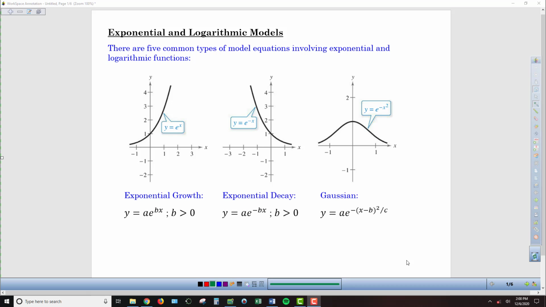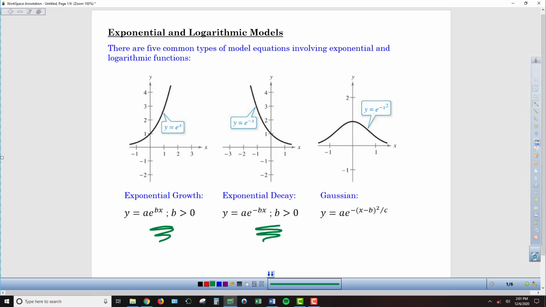We have 5 common types of model equations that involve exponential and logarithmic functions. 2 of them we're quite familiar with, exponential growth and exponential decay. In both of these examples we see that e is the base in our model, but it could be some other base. But typically for model equations we'll go with e as that base and then just use some coefficient b in front of the x to help adjust it.